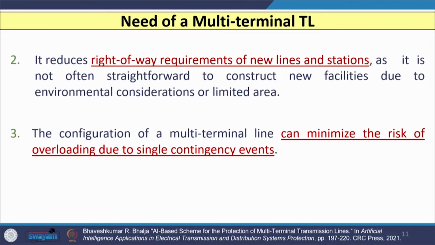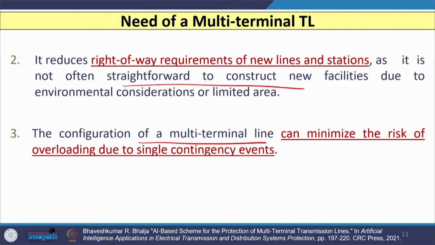for new lines and stations, as it is not often straightforward to construct new facilities due to environmental considerations or limited area. So, it is very difficult to construct a new transmission line because of the three reasons which I have mentioned earlier. So, the only option is the multi terminal line or three terminal line. And the third, another very important point, is if I go for a multi terminal line, then it can minimize the risk of overloading due to single contingency events.